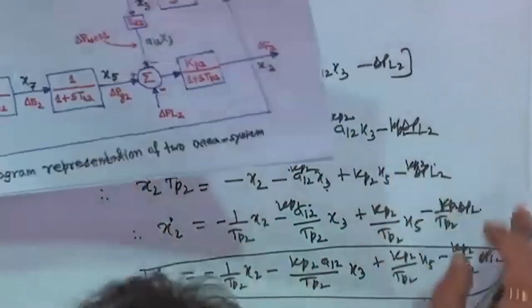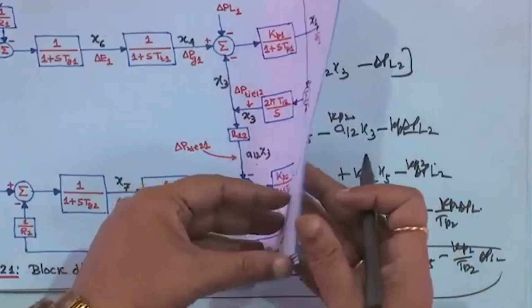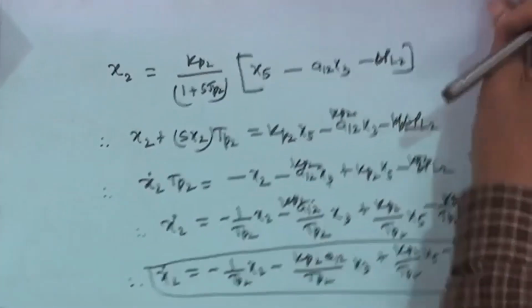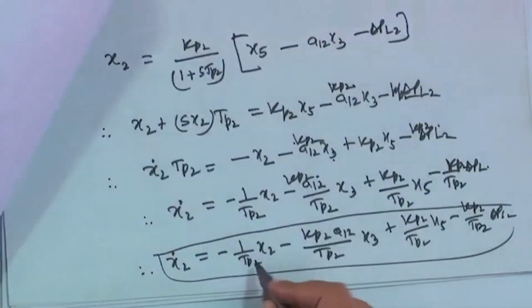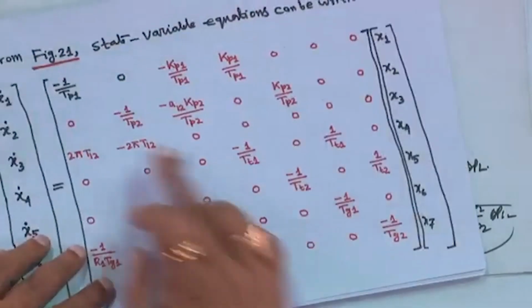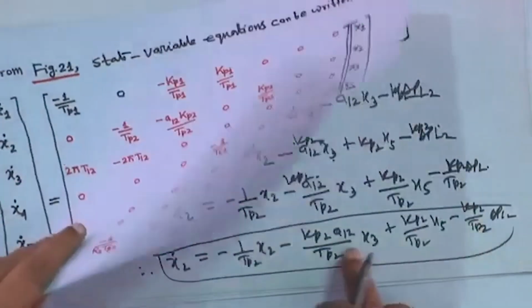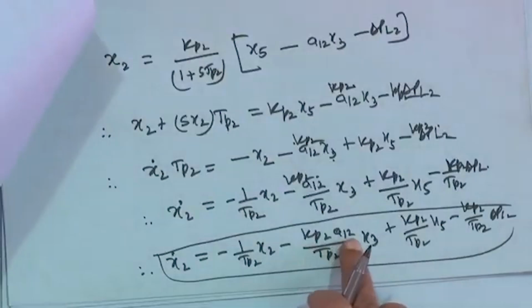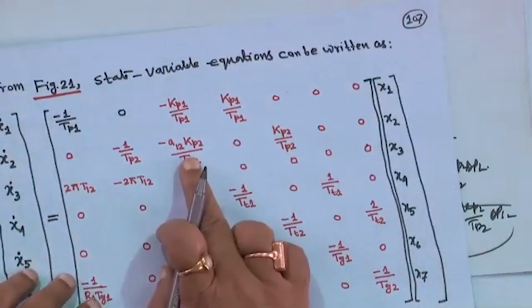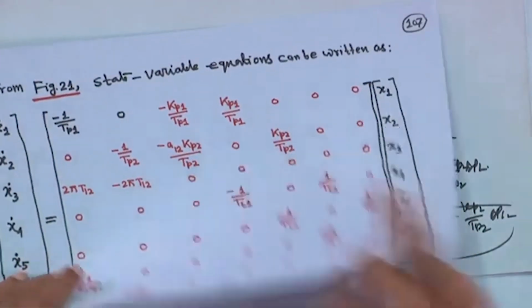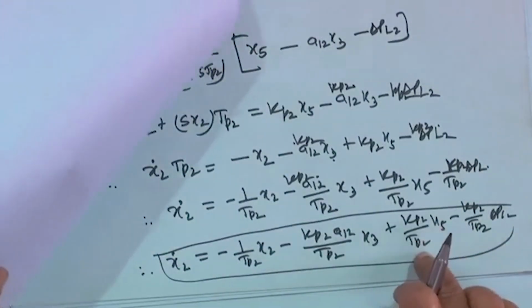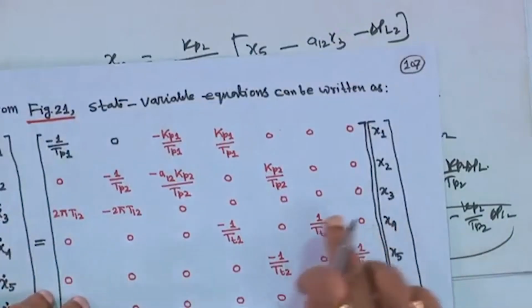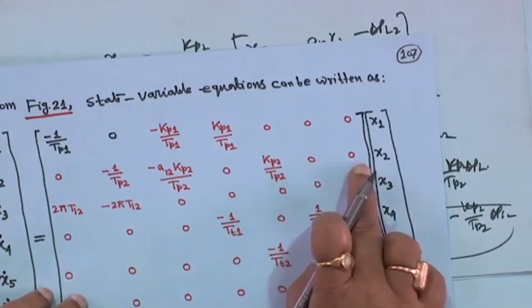So now you check this equation 2. In this equation, if you look, no x1 is involved, so the second equation entry is 0. Next is minus 1 upon Tp2 x2, so minus 1 upon Tp2. Then x3, if you look, minus a12 Kp2 upon Tp2. x4 is not there, 0. x5 is there, Kp2 upon Tp2, and the other state variables are not there.